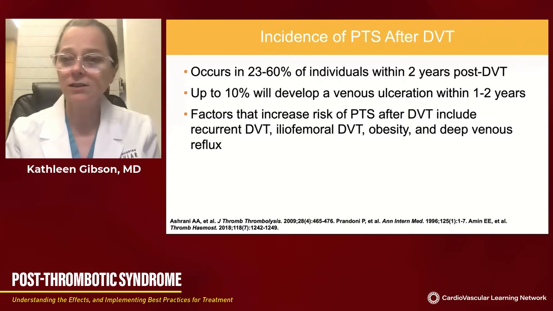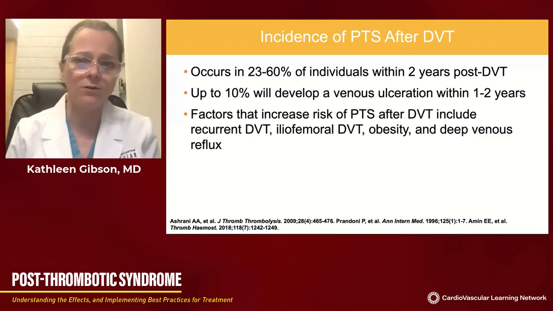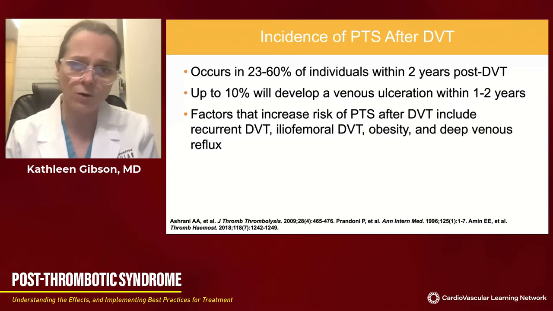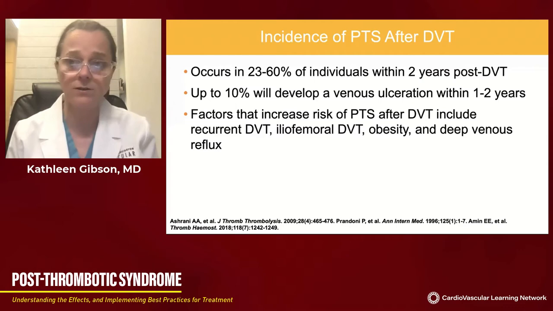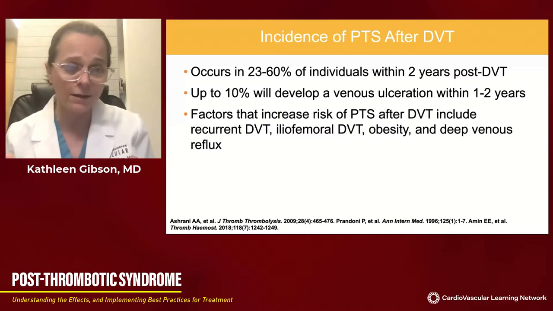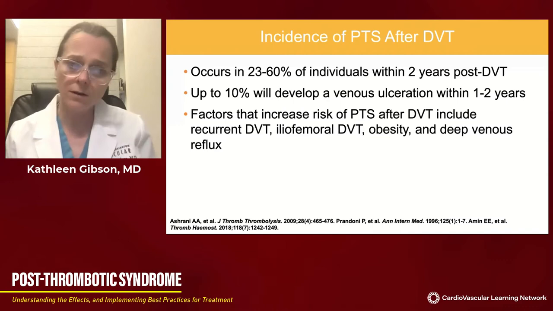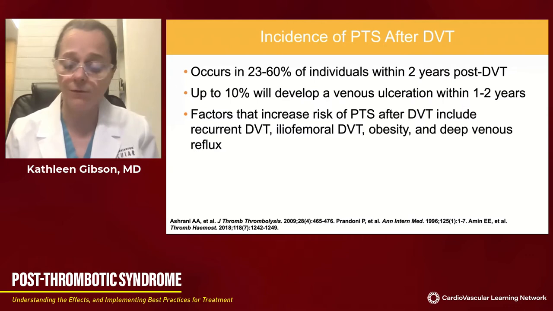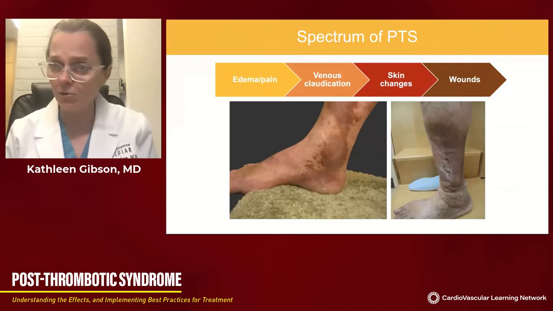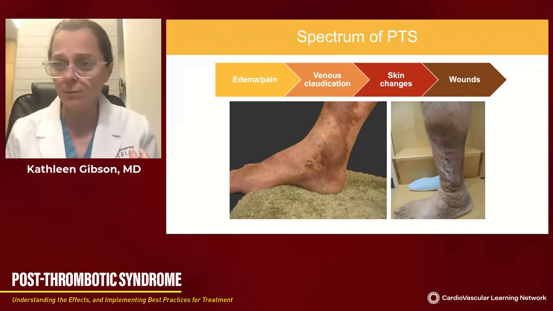So some of this is repetition from what you heard from Dr. Gagne, but the incidence of post-thrombotic syndrome after DVT is substantial. And we know that of those patients that develop post-thrombotic syndrome, up to 10% of them will have a venous ulcer within 1 to 2 years after their DVT. Some of the factors that increase the risk of post-thrombotic syndrome include a second episode of DVT. So it's very important after patients have a DVT and they've had their initial treatment to reassess and see, does this person deserve or need prolonged anticoagulation at lower dose to help prevent a second event? Other factors include more proximal DVT or iliofemoral DVT, the presence of obesity, and the presence of a combination of deep venous reflux and obstruction. The spectrum of post-thrombotic syndrome can range from fairly mild edema and pain all the way to debilitating wounds, and can also in between include venous claudication and skin changes.